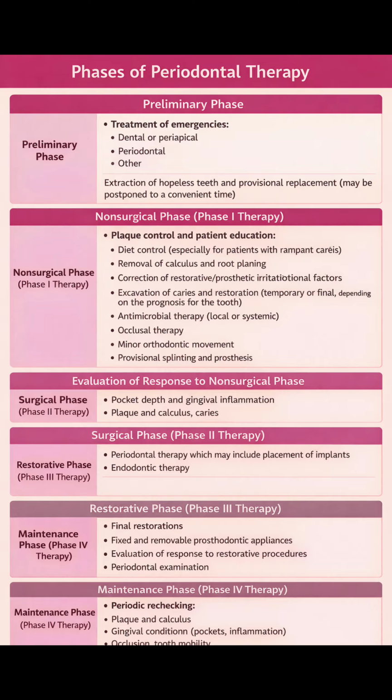Next comes the occlusal therapy. Occlusal adjustment is done to manage trauma from occlusion, which may otherwise worsen periodontal destruction. Next is minor orthodontic movement and splinting. Minor orthodontic movements may be done to improve plaque control and tooth positioning. Provisional splinting may be used to stabilize mobile teeth and improve patient comfort.